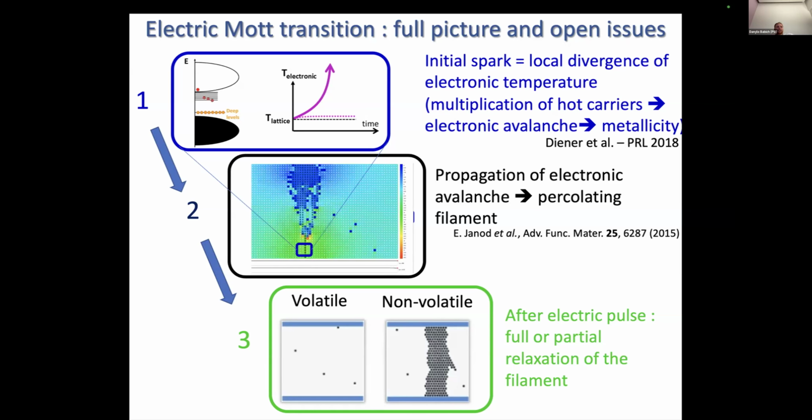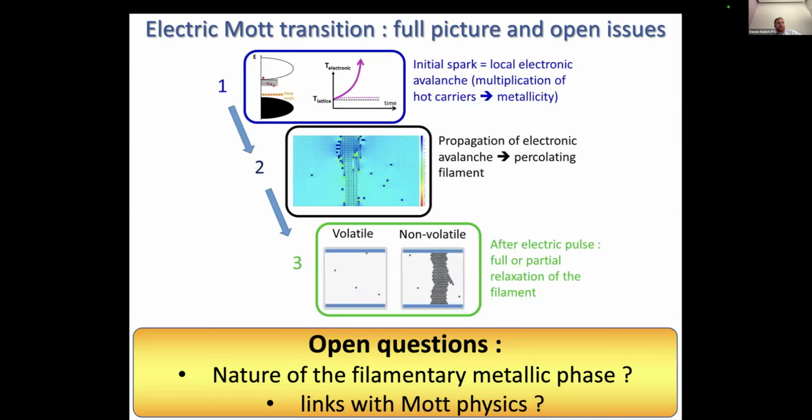And basically, after an electric pulse, depending on how strong your electric field is, it would be a volatile or non-volatile regime. But this theory was suggested, and the open question we are asking ourselves is: what is the nature of the filamentary metallic phase, and what would be the links to the Mott physics of this phenomenon?